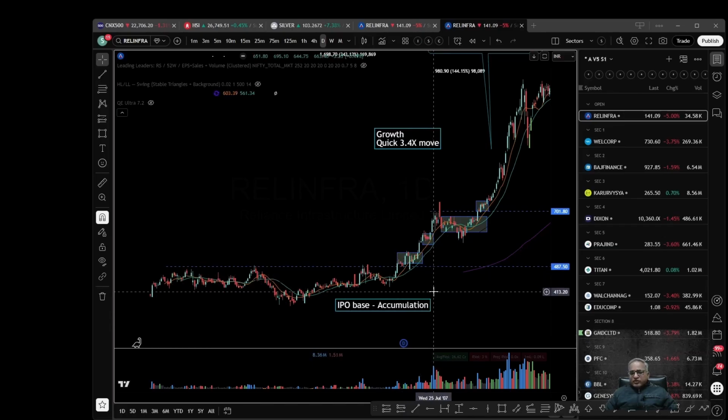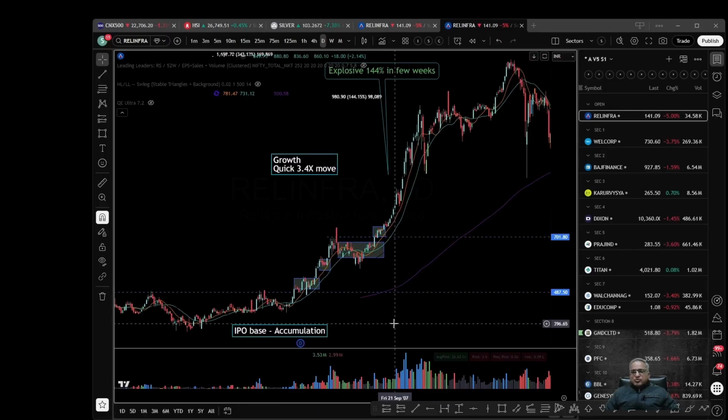These candles and these volumes matter because they are the footprints of big money, smart money, the institutions stepping into the stock. And also you will find the highest volume in a quarter, highest volume in a year, or highest volume ever in these zones. And this is the evidence. It's not a signal. This is the evidence that institutions are stepping in. Let's move to the growth phase.